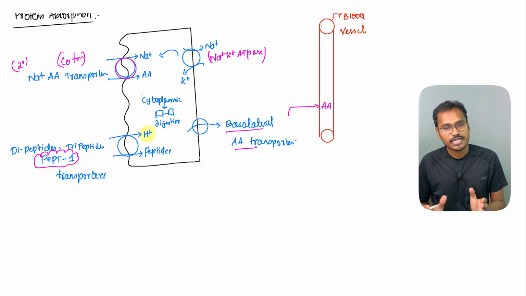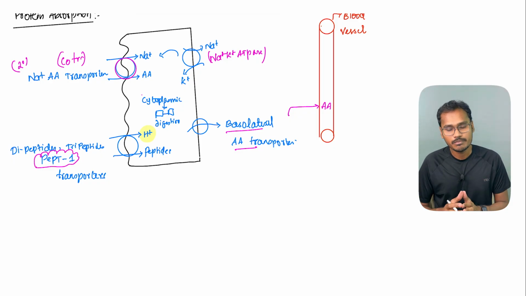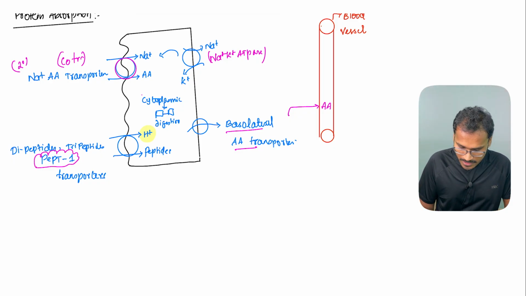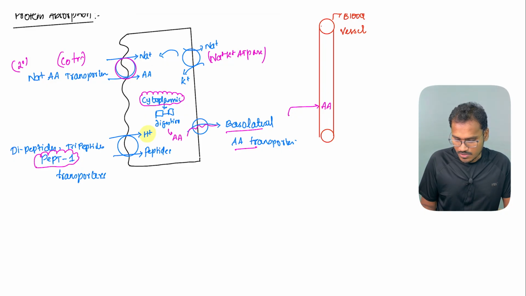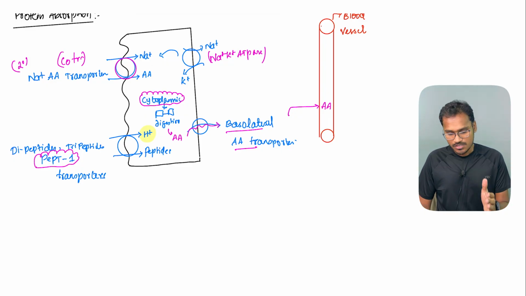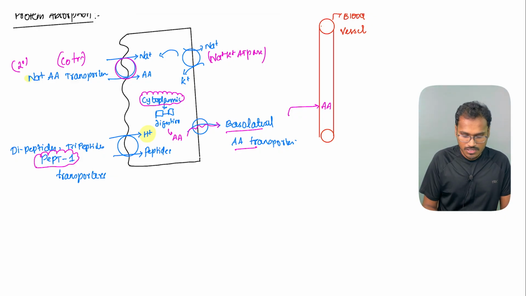Now these di and tripeptides are not yet broken into amino acids. This will happen in the luminal cell with the help of cytoplasmic enzymes, wherein they will digest and form the amino acids. Again, they will be transported through the basolateral amino acid transporters. So that's how the absorption of proteins happens. Just remember two transporters, the sodium amino acid transporter and the PEPT transporter.